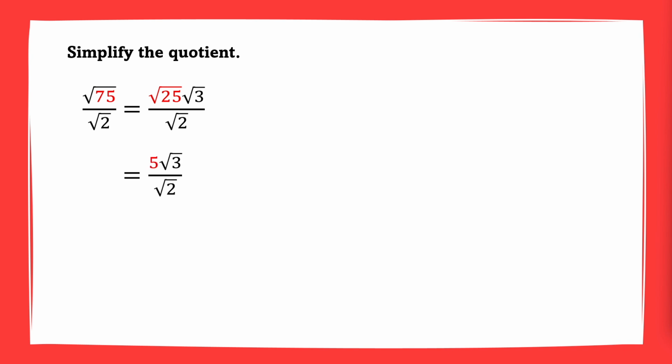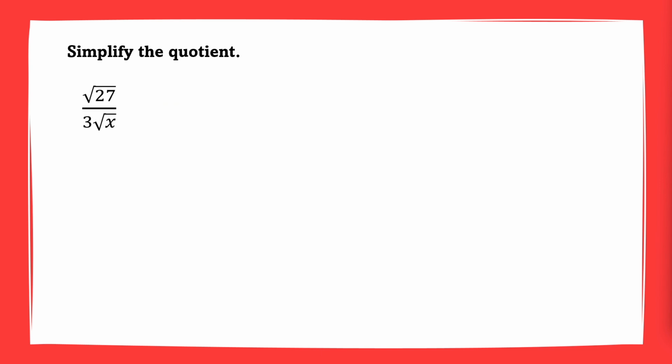Next, we need to rationalize the denominator. We can do it by multiplying both the top and bottom of the fraction by root 2. This makes the denominator a whole number 2. Then multiplying the two radicals on top, the numerator becomes 5 root 6. Therefore, the simplified fraction is 5 root 6 over 2.